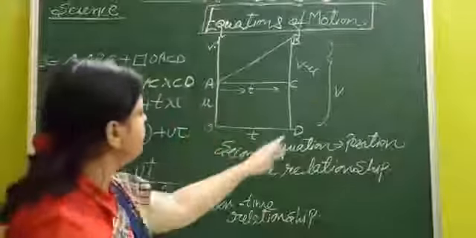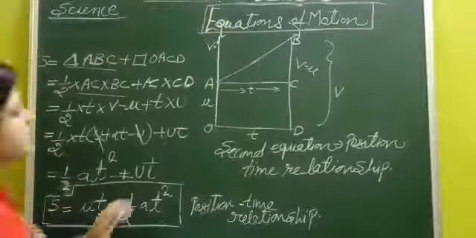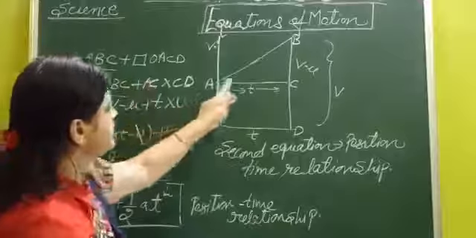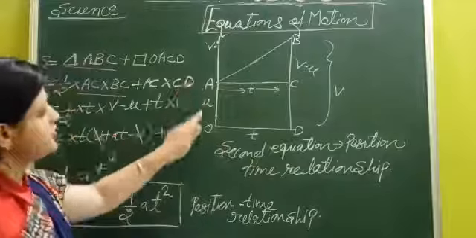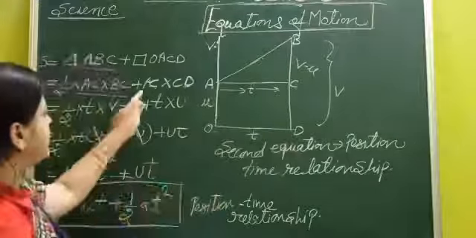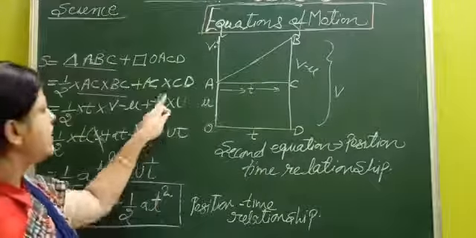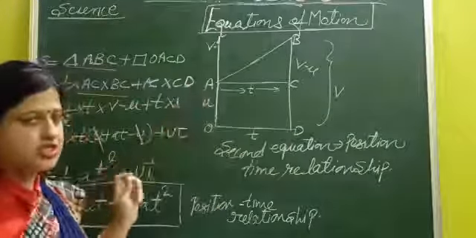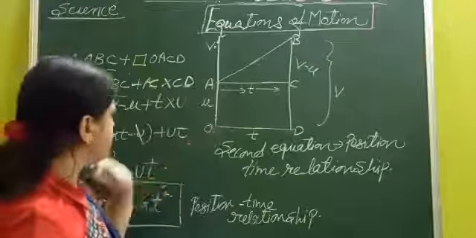Second is the rectangle OACD. The formula of the rectangle is perpendicular multiply base. So AC and CD. Here AC equals OD and OA equals CD. Again the value of AC is T. So I have written T here, and CD is U. This is the initial velocity because the object is starting from A. So the initial velocity is U.